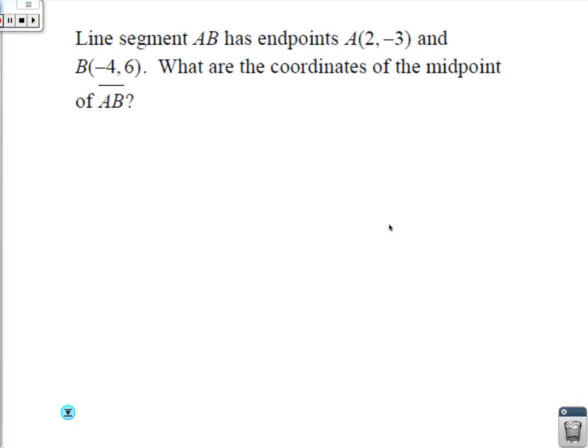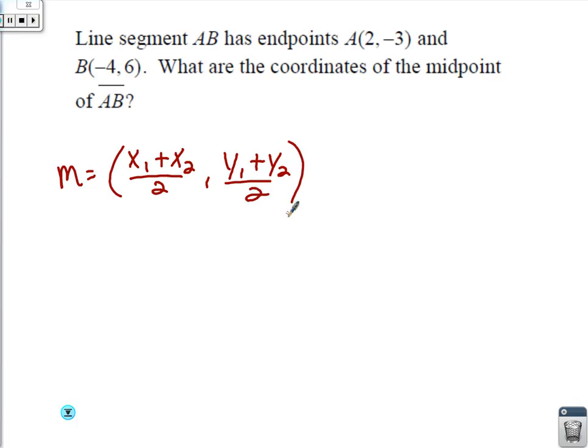If you don't remember your formula, it should be on your formula sheet. Midpoint formula: x1 plus x2 divided by 2. Add your x's, divide by 2. Add your y's, divide by 2. Easy. Colton, do that for you.